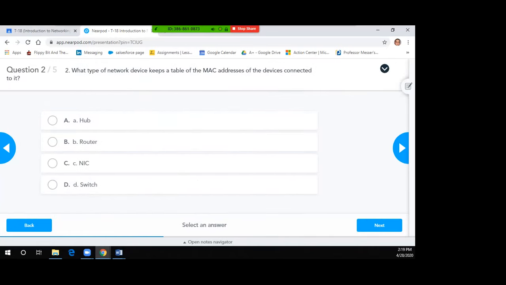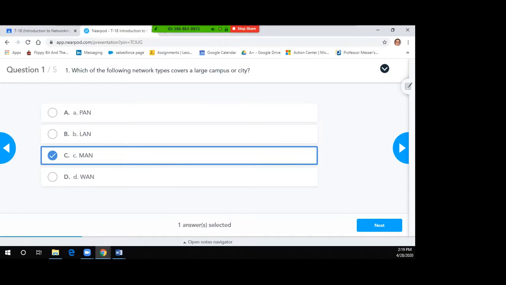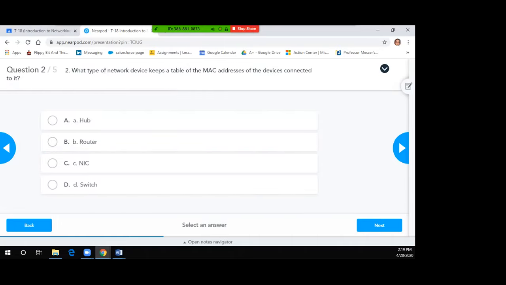Good. That might be another clue of why it's a topology. What area network are we talking about? Personal area network, local area network, metropolitan area network, wide area network. It starts sinking in sooner or later.